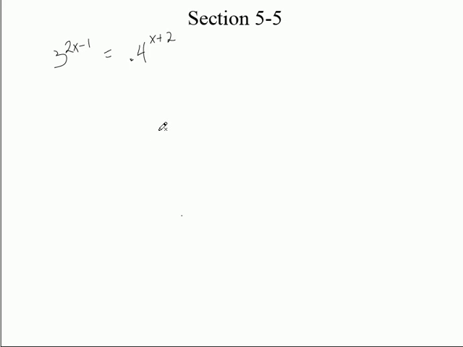So if you can't get the bases to be the same, what did we just learn? Do what to both sides? Take the log of both sides, okay? You can use the natural log or log, whatever your favorite one is. I'll just go with regular log. Is that all right? So watch what I do. I just do the log of both sides. So take the log of this equals the log of 0.4 to the x plus 2. All right. You with me so far? Just took the log of both sides.